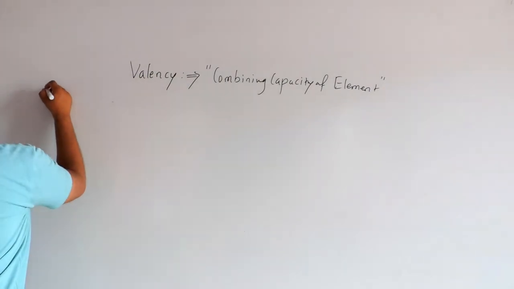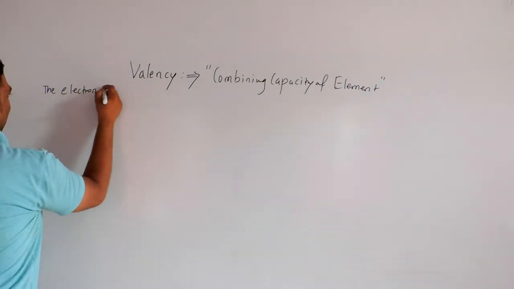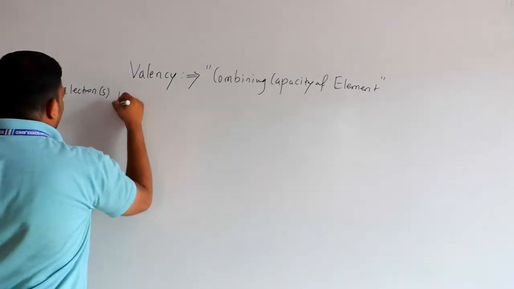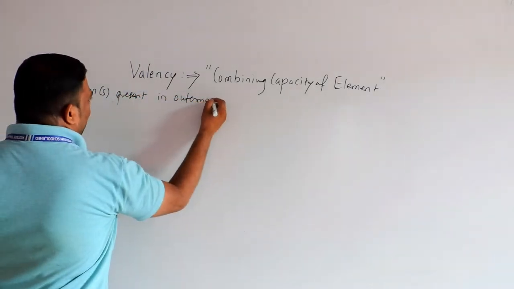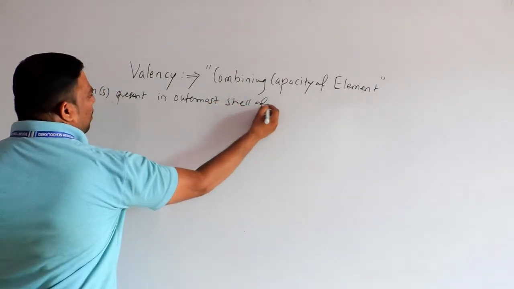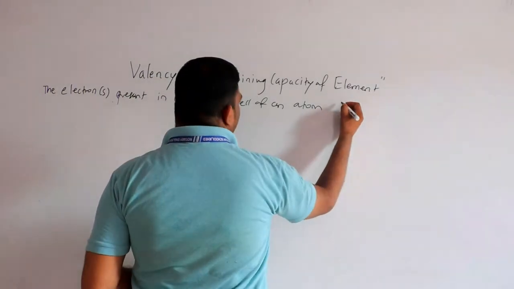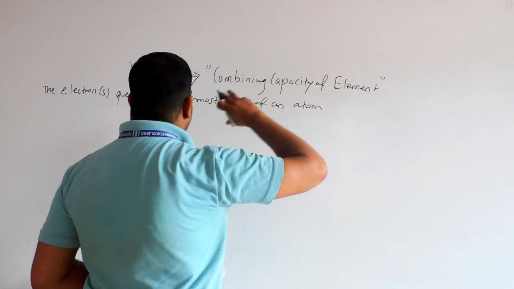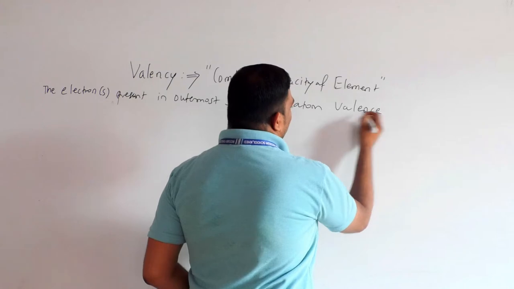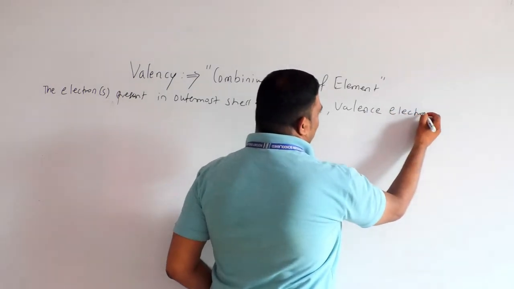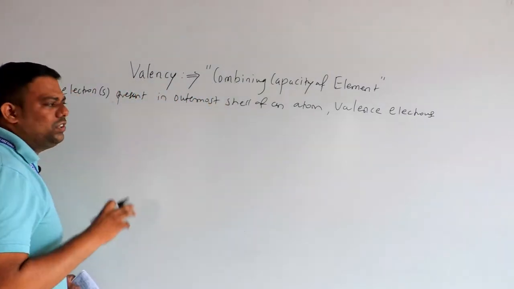The electrons present in the outermost shell of an atom, we call them valence electrons. Now these valence electrons give you valency.